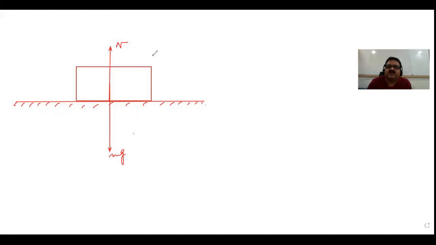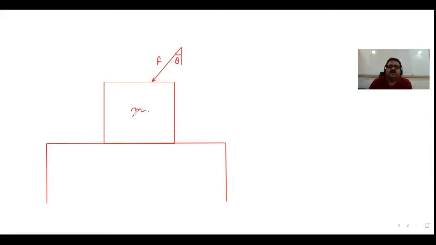Okay, now remember, since this body is in equilibrium, neither moving up nor moving down, it means N equal to mg. But let me tell you one important thing. It is not necessary that a normal reaction is always equal to mg. Clear? I will show you different cases where N is not equal to mg. Okay, so let's handle some problems so I can give you a better understanding of normal reaction.